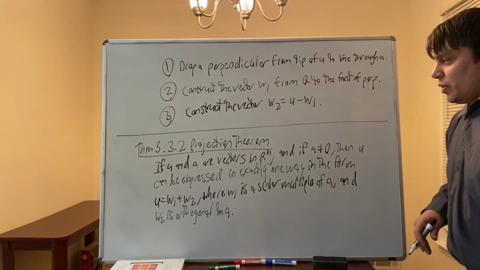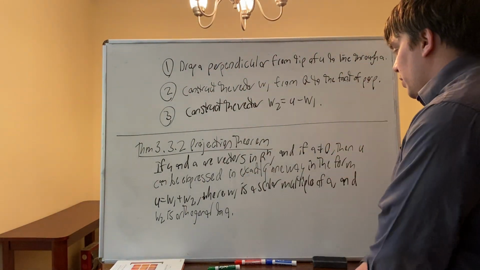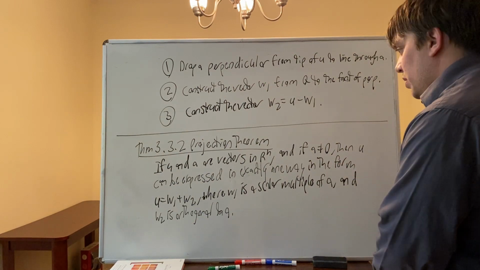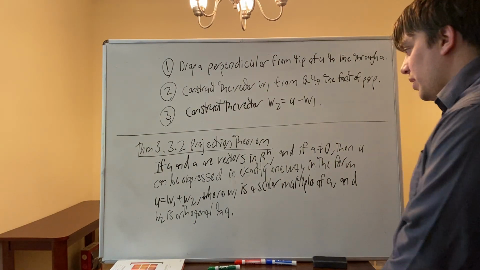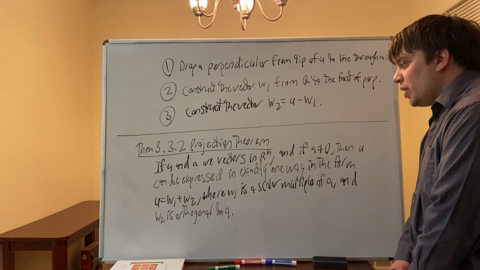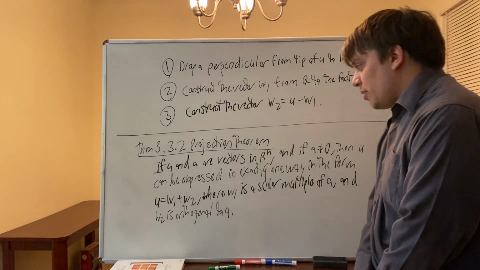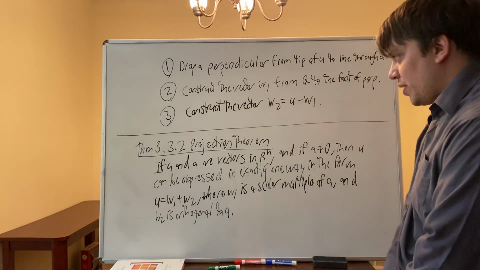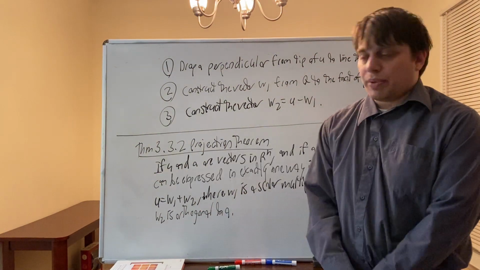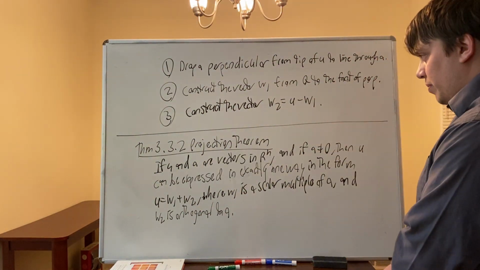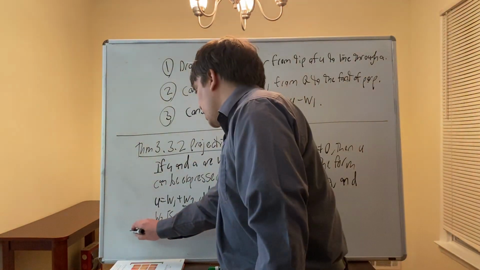So theorem 3.3.2, the projection theorem. If U and A are vectors in n-space, and if A is not equal to 0, then U can be expressed in exactly one way in the form U equals W1 plus W2, where W1 is a scalar multiple of A and W2 is orthogonal to A. That's what I was saying before when I was showing the pictures. That's just called the projection theorem, and that's exactly what we do.